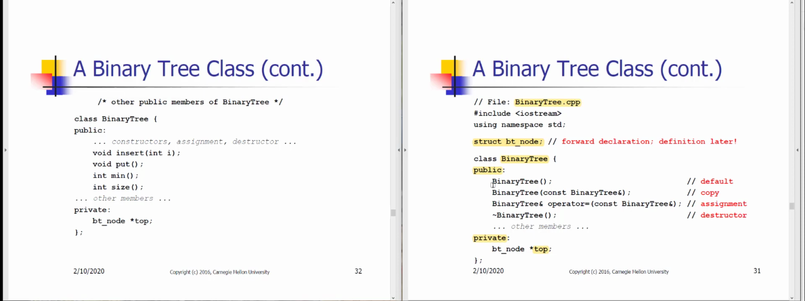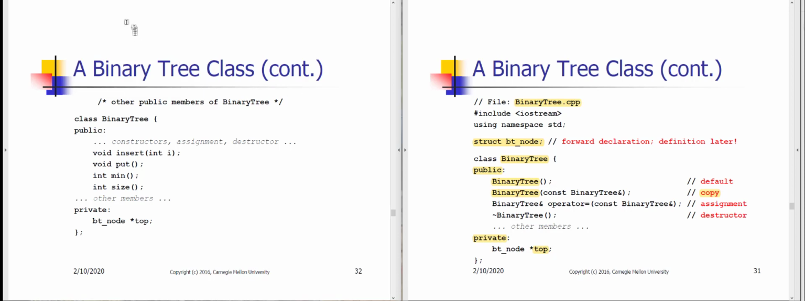All right, so in the public section, we have a default constructor being declared. That's the constructor that's going to be invoked if I declare in an application a binary tree object and I don't specify any initialization information. I also have a copy constructor. This is the constructor that gets called if I declare a binary tree object and I initialize it with a copy of some other binary tree object.